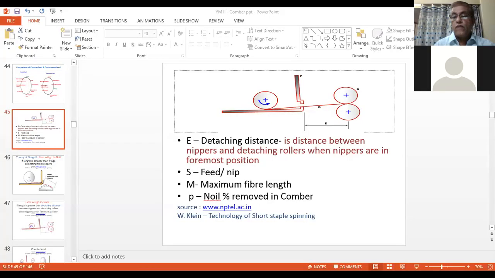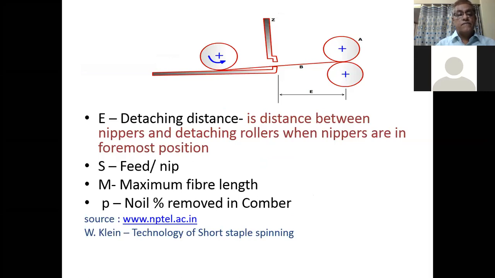We will study what is the difference in the noil percentage in counter feed and concurrent feed, which is better and why, which is preferred in the industry, and counter feed is useful for which kind of purpose, and concurrent feed is useful for which kind of cotton.